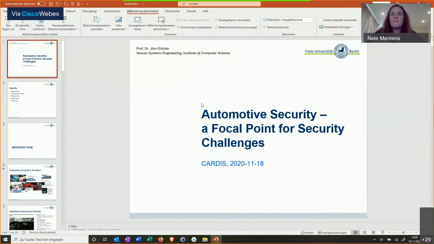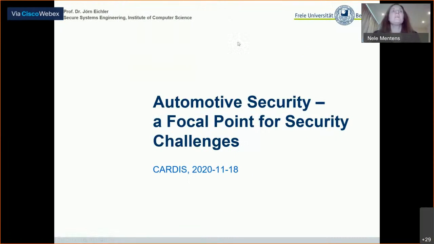Our first keynote speaker is Jörn Eichler, and Jörn is responsible for security engineering of vehicle systems at Volkswagen passenger cars. He is also leading the working group on secure systems engineering at the Institute of Computer Science at the Freie Universität Berlin. And he will speak today about automotive security challenges. So Jörn, the floor is yours.